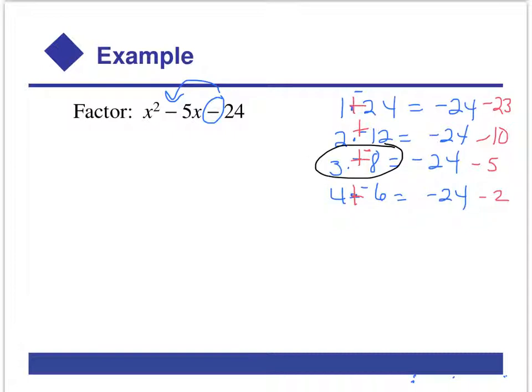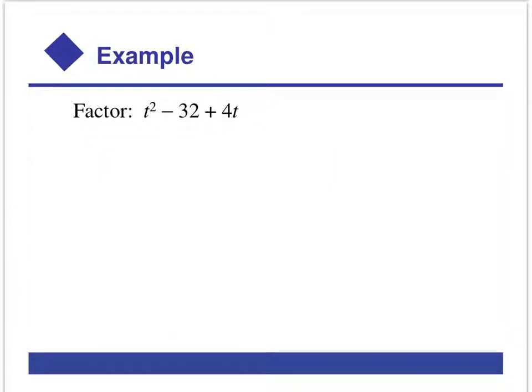So when we go to put these in, again, we just do like we did before. We put an X. And again, the larger number is going to be negative. So we have X minus 8, and then we have X plus 3. So let's try another one.